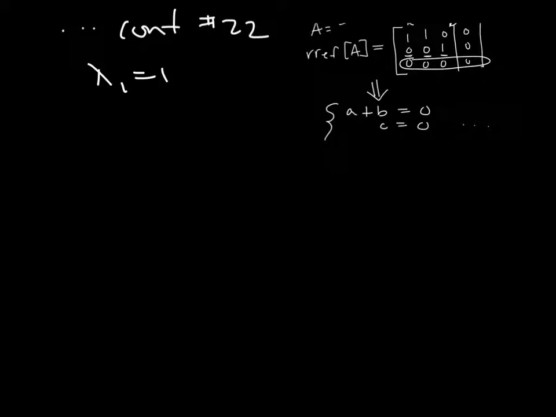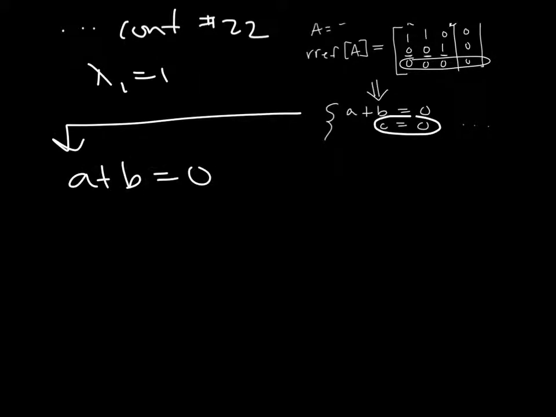And we have this nice system, and this is very, very nice because we don't have to worry about the third equation, because C is already 0, and then we have a nice relationship between A and B. So if A plus B equals 0, then of course, if you solve for A, for example, then you get A equals negative B. Okay, so that's one relationship.